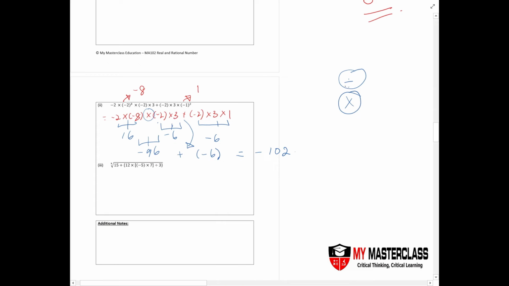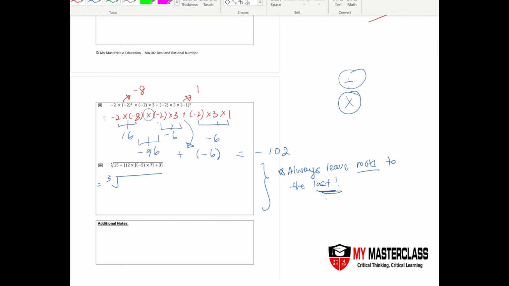Now part 3 is a little bit more unique because it involves cube root. In all contexts, always leave your cube root to the last. So rule of thumb, always leave your roots, be it a cube root or square root, to the last. Why? Because you want to take the root in a pretty way. You want to be able to take the root without leaving decimals. So what I'll do is I will copy down the cube root again. I will tackle the inside first.